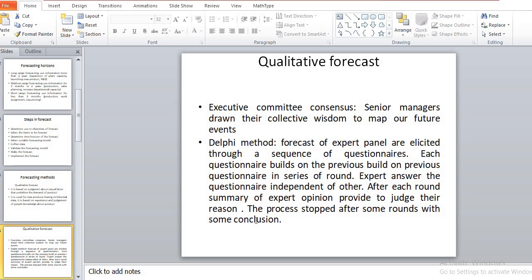We reach a particular opinion about the forecasting of the particular product. After a certain number of questionnaire rounds, it will stop, and after discussion among the experts a conclusion will be drawn, and then the procedure stops. This is known as the Delphi method, where a set of questionnaires is asked to the experts.